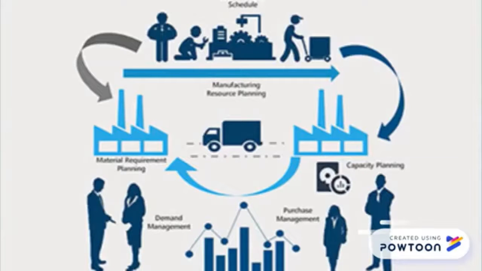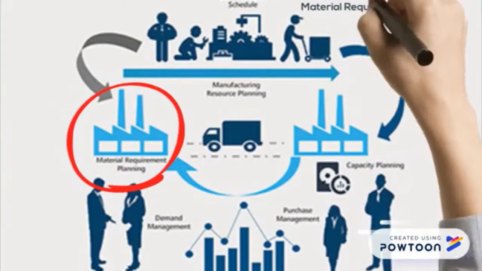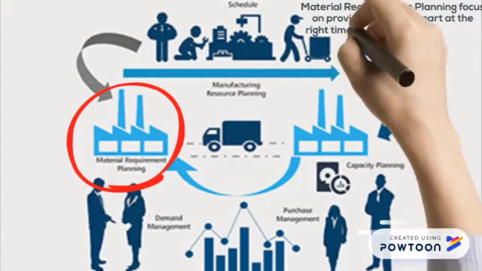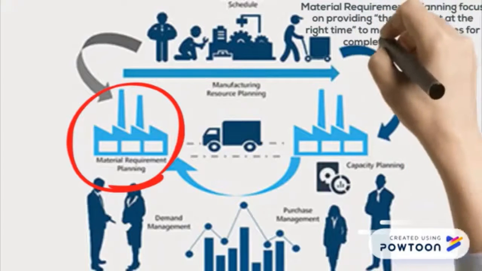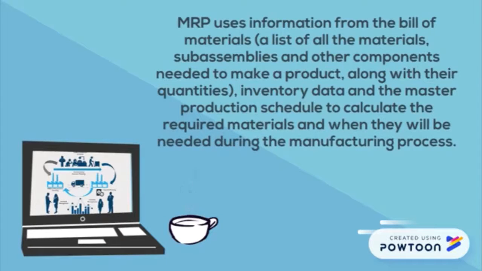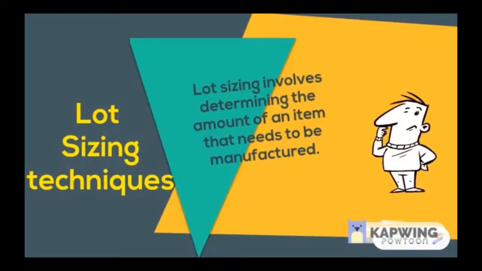To summarize the previous explanation, material requirements planning focuses on providing the right part at the right time to meet schedules for completed products. And MRP uses information from the bill of materials, which is a list of materials, sub-assemblies, and other components needed to make a product, inventory data, and the master production schedule to calculate the required materials and when they will be needed during the manufacturing process. So now, this is the basic concept of MRP, Material Requirement Planning.